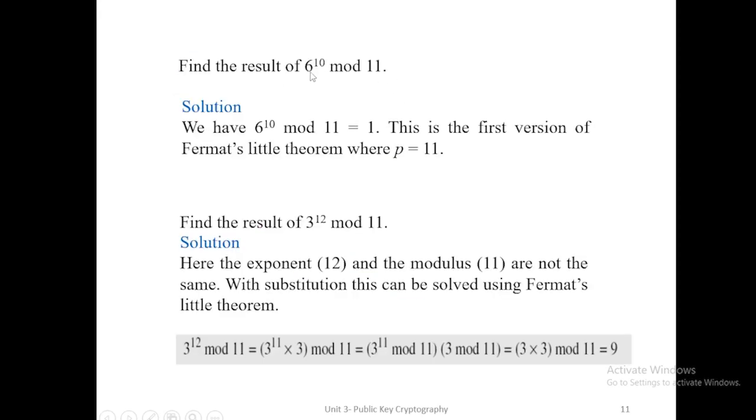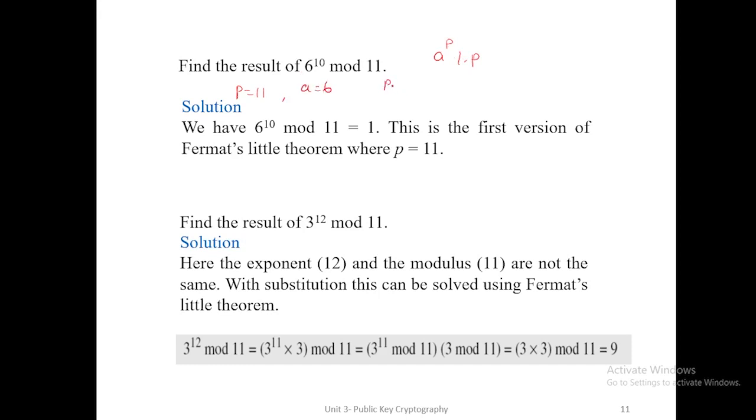Let us take example 1: 6 power 10 mod 11. Find the value for this. Here the right side value should be taken as p, so my p value is 11. The general format is a power p mod p, and here the a value is 6.